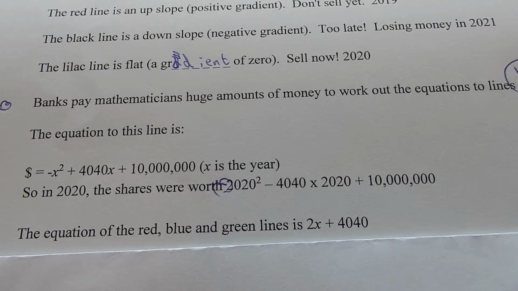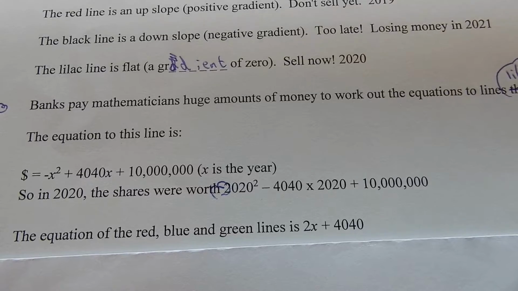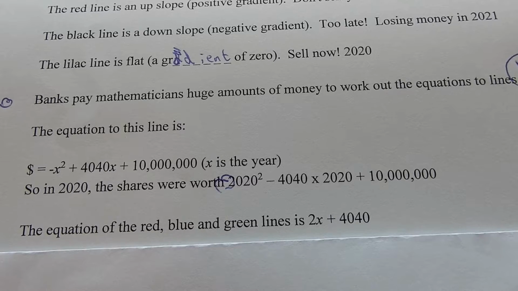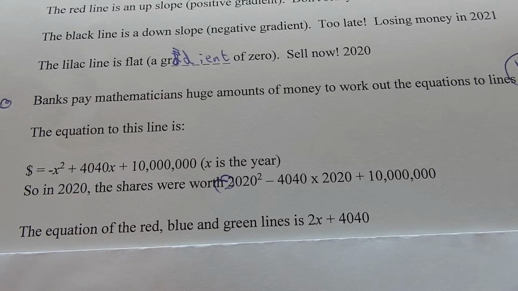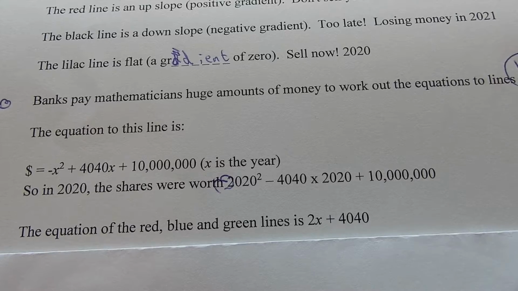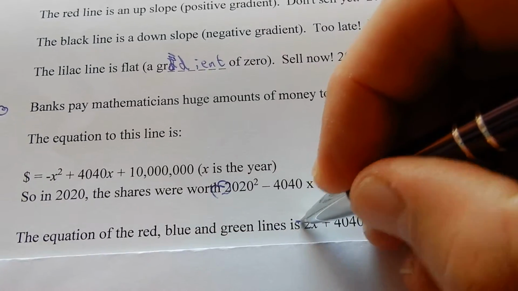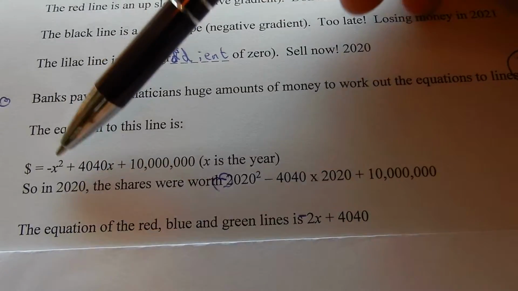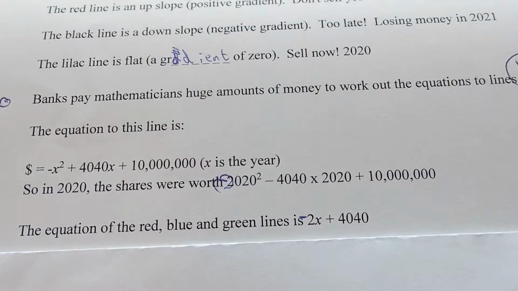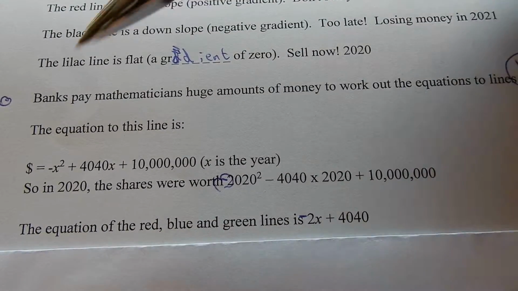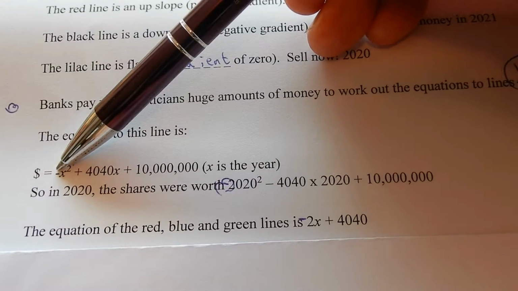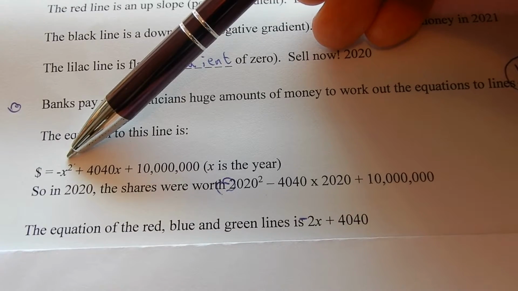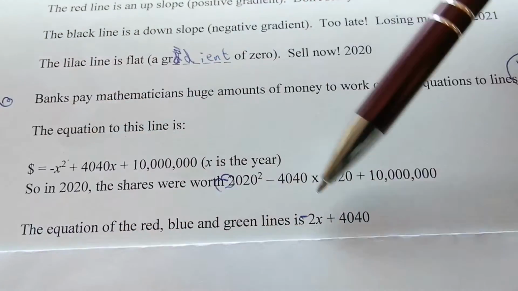The equation of the red, blue and green lines, the gradient lines, is minus 2x plus 4040. To get this, there should be a minus there. To get this, you take this x squared, 2 times x. When you differentiate to get the gradient equation, the power times it by the front.